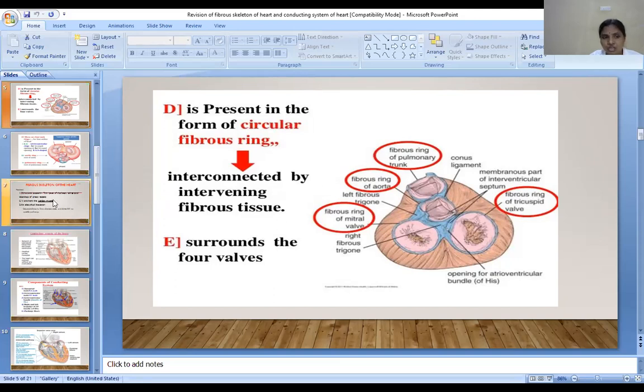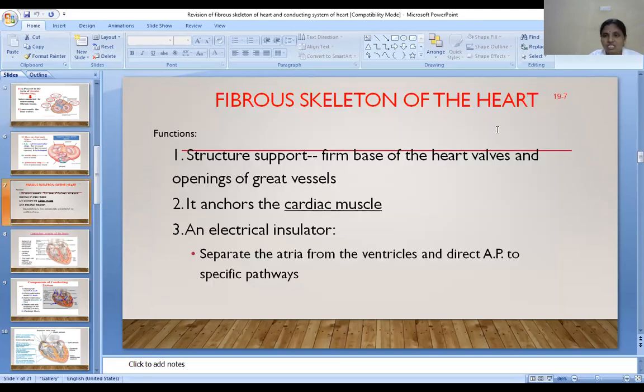So what is the purpose of this fibrous skeleton of the heart? Till now we have seen the different parts. Then what is the purpose of this fibrous skeleton? First of all, it gives structural support, forming a firm base for the heart valves. The base of the heart valves means the junction. For example, the aortic orifice is where the left ventricle continues with the aorta. At that level, this fibrous structure gives support, and thereby supports the valves.